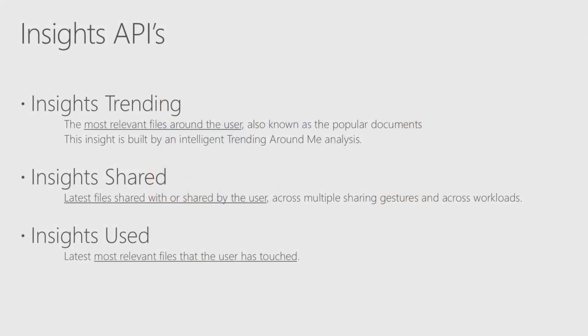Now that we have understood what is an insight, let's talk about how can you get this information into your applications. We have three Insights APIs available in Microsoft Graph. Insights Trending will surface the most relevant files for a user, also known as the popular documents. This insight is built by an intelligence trending around me analysis. The Insights Shared API will return the latest files shared by or shared with the user across multiple sharing gestures and also across multiple different workloads. And finally, Insights Used. This API will return the latest, most relevant files that the user has touched throughout multiple different workloads.